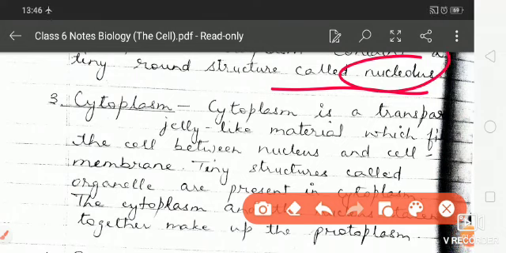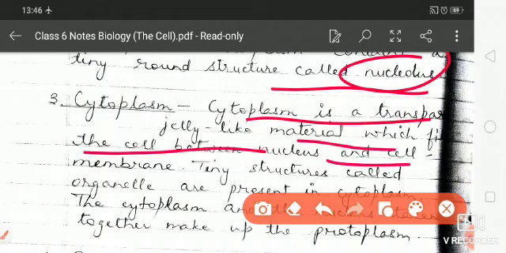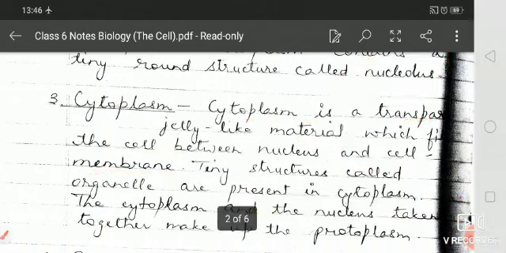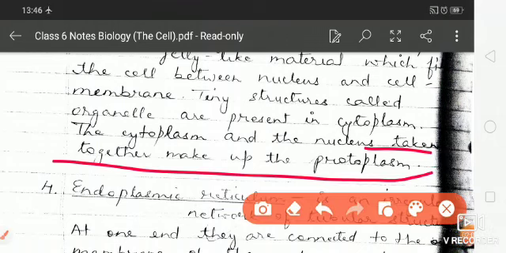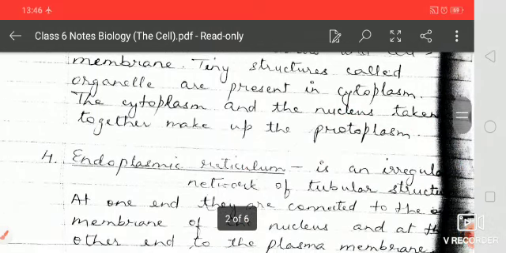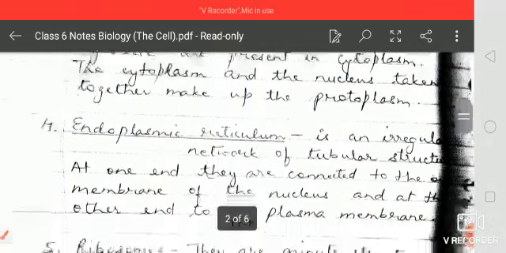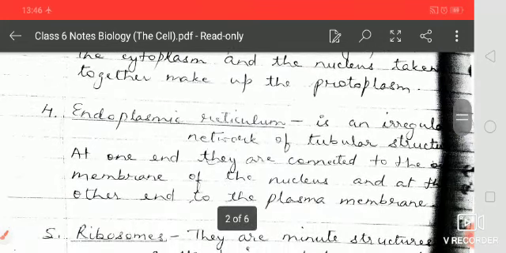Next is cytoplasm. Cytoplasm is a transparent jelly-like material which fills the cell between the nucleus and cell membrane, and tiny structures called organelles are present in the cytoplasm. And the cytoplasm and the nucleus taken together are called the protoplasm. So what is protoplasm? That means cytoplasm and nucleus both make the protoplasm.